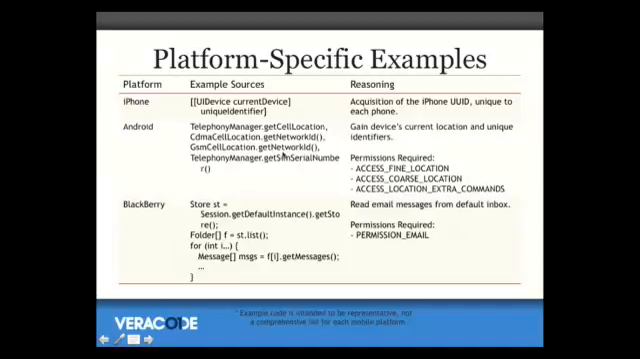On the Android, I have an example here of getting the device's location. So you can see that if that API call is there, that app is tracking, and you can see whether it's getting fine location or coarse location. And then on the bottom here, I have an example of how in the BlackBerry an application might access the email messages in your inbox. So these are the kind of things you can inspect to see if the app is doing those things.